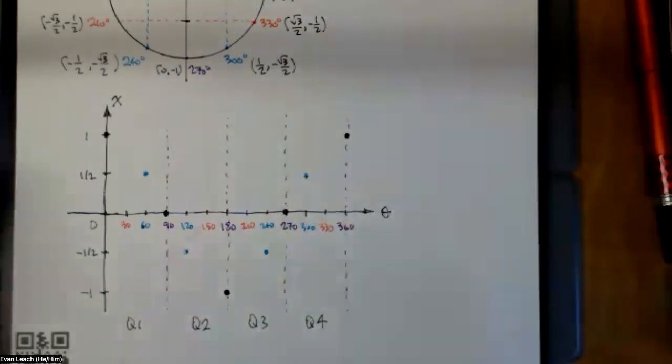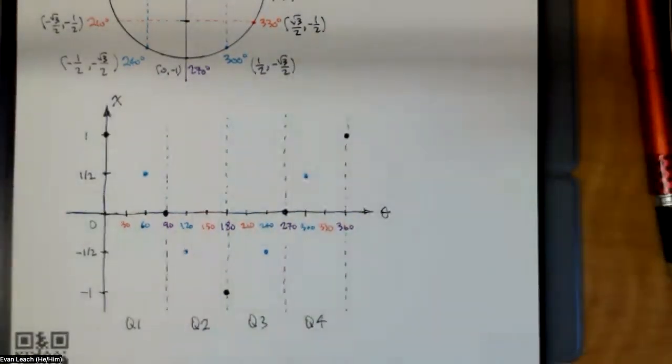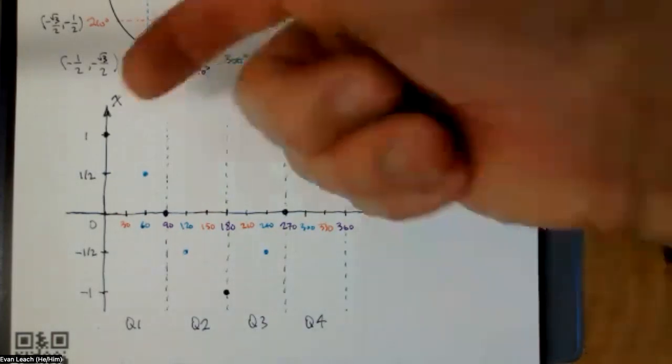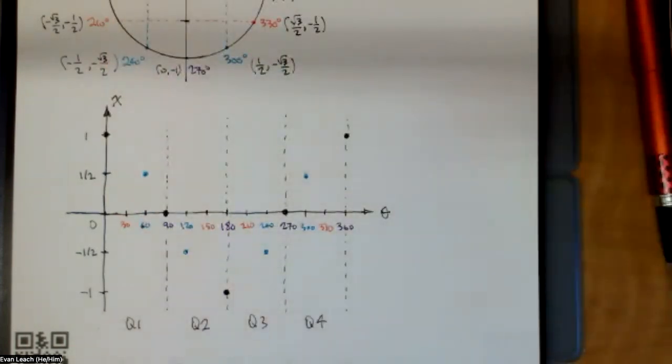Now we get a little bit more resolution. We see going from 1 down to 1/2 takes longer than going from 1/2 down to 0. See how it gets steeper from 60 to 90 than it was from 0 to 60. It's kind of shallow and then it gets steeper.